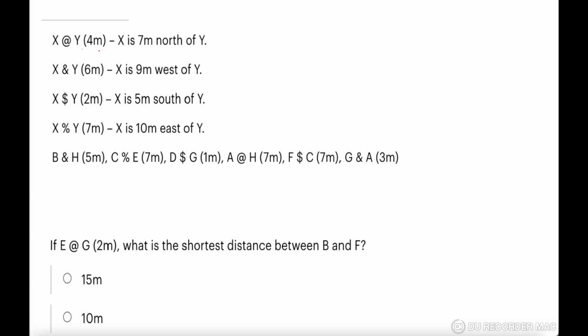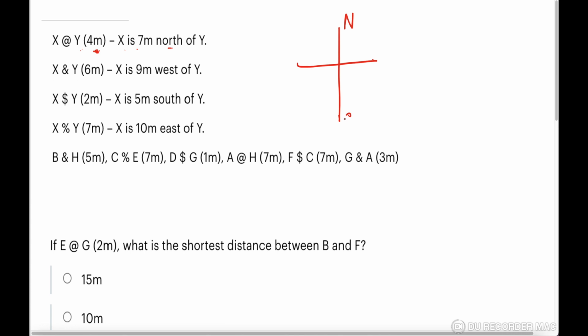Now, look at the question. This is a coded direction distance. Here, x at the rate y. Forget these, okay? Forget this one now. X at the rate y is equal to x is north of y. So for solving these, at first draw the direction north, south, east, west.